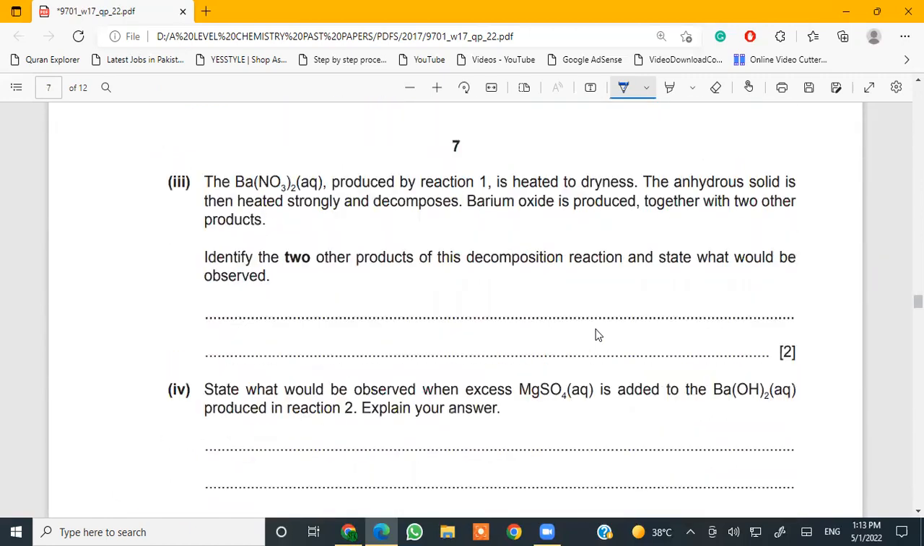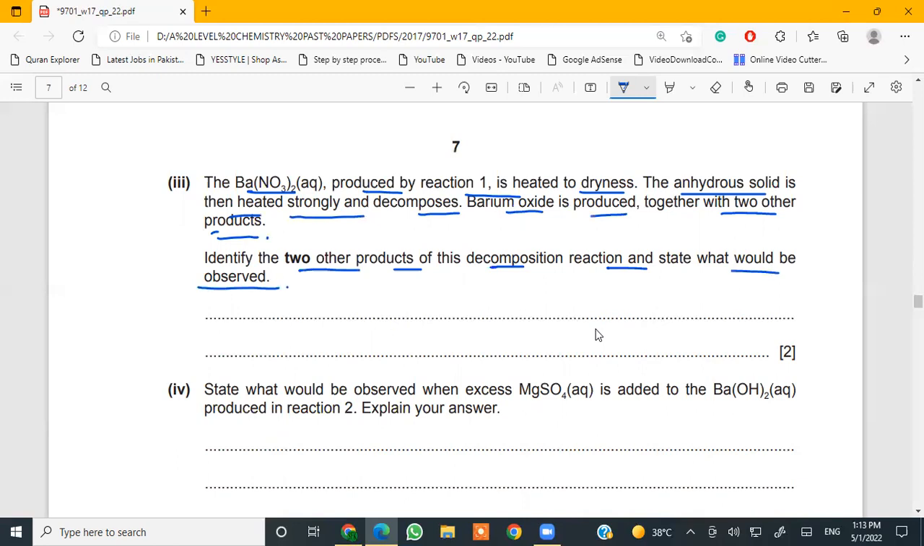Moving on, part 3. Barium nitrate produced in reaction 1 is heated to dryness. The anhydrous solid is then heated strongly and decomposes. Barium oxide is produced together with 2 other products. Identify the 2 other products of the decomposition reaction and state what would be observed. Now, see, it is heated to dryness, so this means it's decomposition of nitrates, right? So we have to identify the other 2 products and state what would be observed.